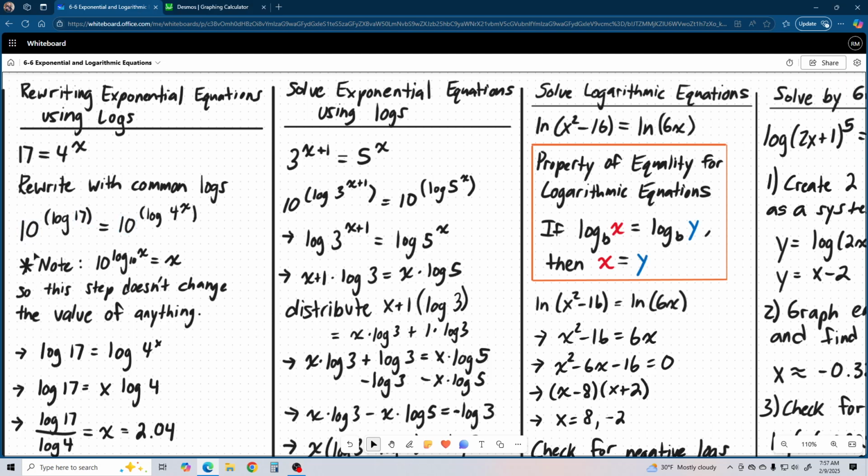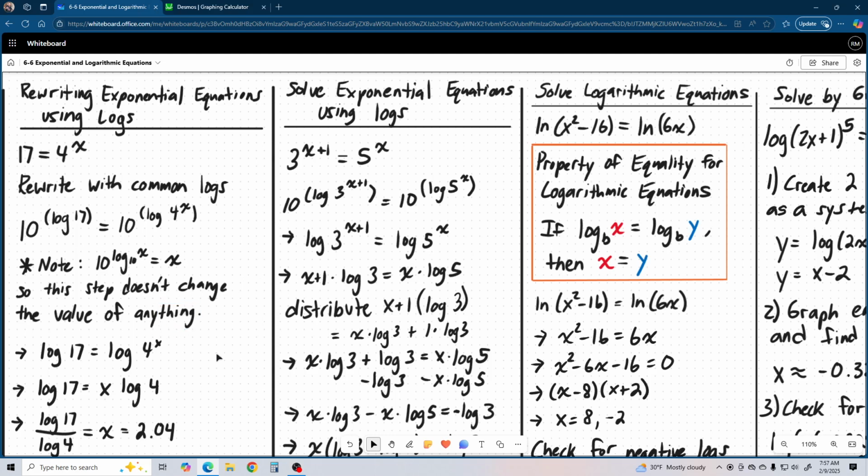And if you note down here, I kind of explained it. This might be more confusing than helpful, but this is just me trying to show you why we're allowed to do this. Note that 10 to the log base 10 of x is the same thing as x. This is the reason why logs work, right? So we can rewrite 17 equals 4 to the x as all of this, because they essentially would cancel each other out. If you want to go back and actually check the math, you can, right? And you'll see what I'm talking about.